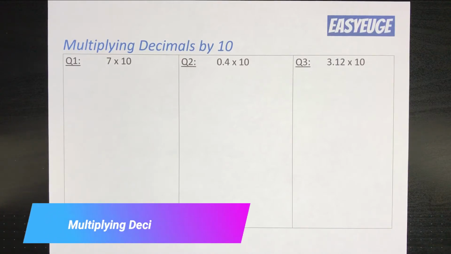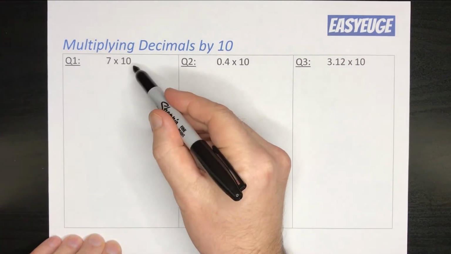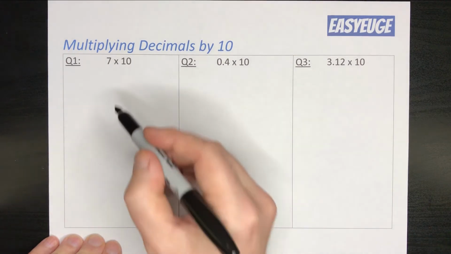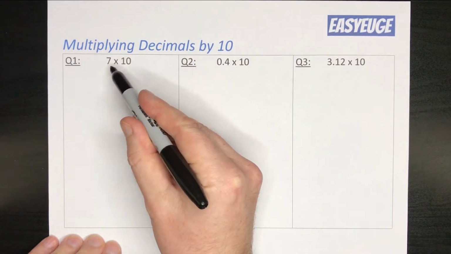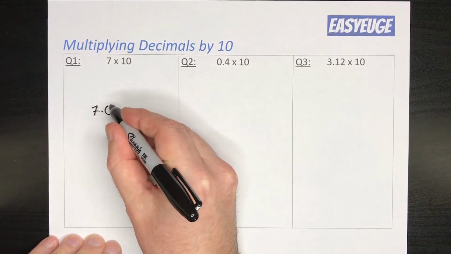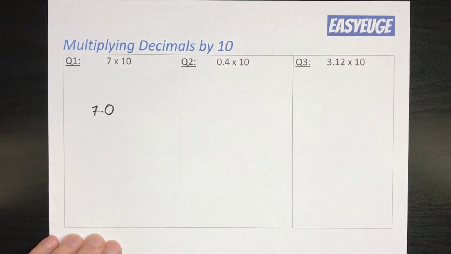Let's start by doing a few examples of multiplying decimal numbers by 10. So the first one is 7 by 10. Now from your 10 times tables, you know the answer to this is 70 because 7 tens are 70. But let me show you what 7 looks like as a decimal. 7 is the same as writing 7.0. So when we multiply by 10, we are going to make the number 7 10 times bigger.